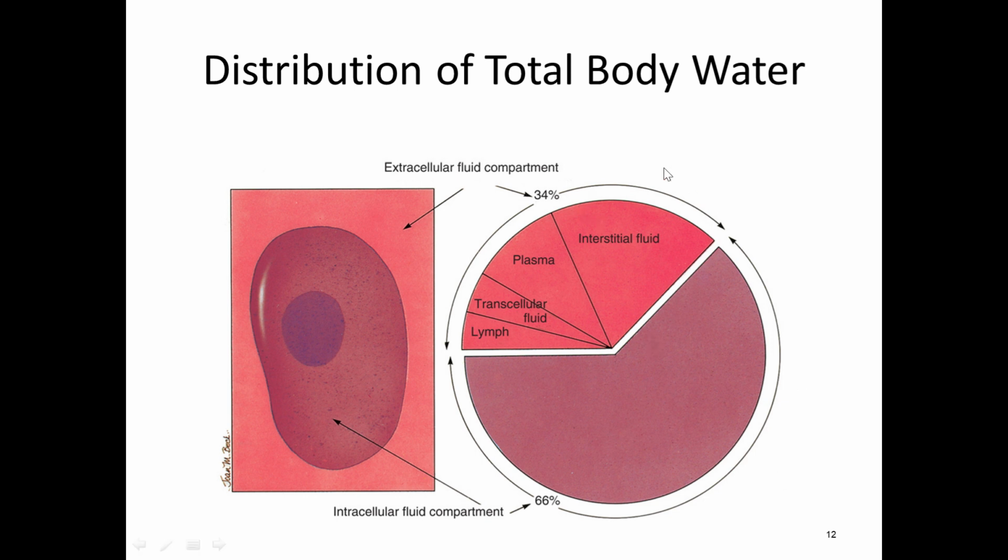See, this 34% contains interstitial fluid, plasma, transcellular fluid and lymph, right? And this 66% is the intracellular fluid compartment. These are the four quadrants. In one quadrant is the interstitial fluid, and these three quadrants are the extracellular fluids, right? And these 66% are the intracellular fluid compartment. Clear?